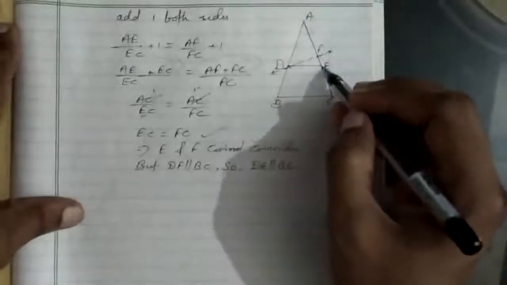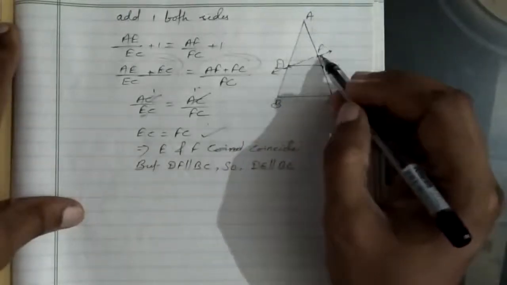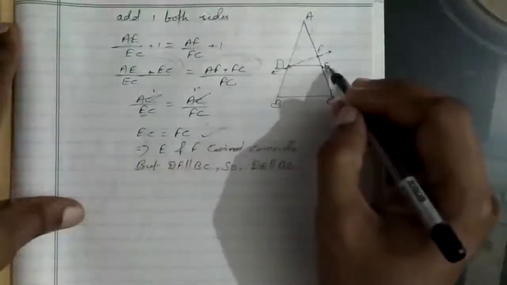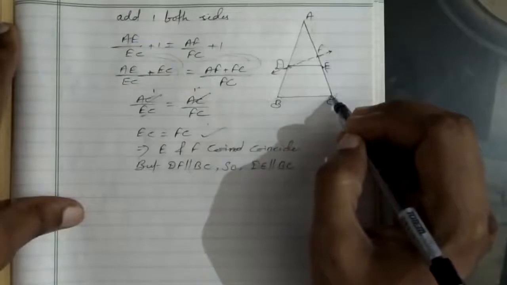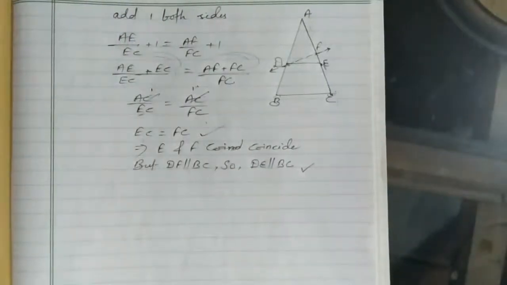So there will be one line. This means there will be no contradiction that two lines are parallel to BC. DE is parallel to BC only. Fine. So you write here this. This is the proof of the converse of the BPT theorem.